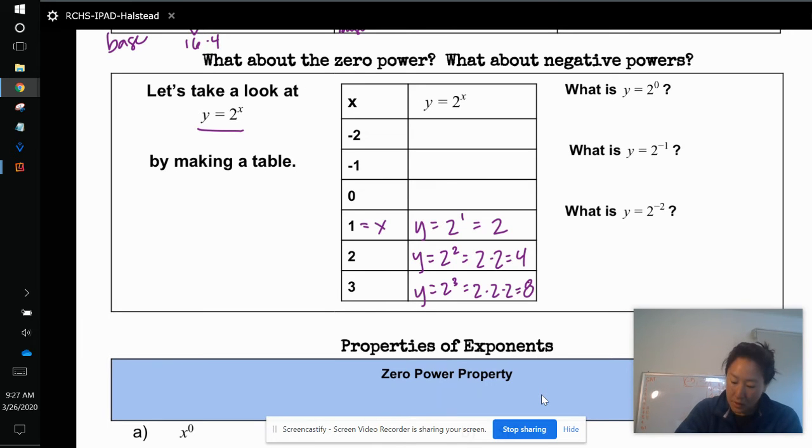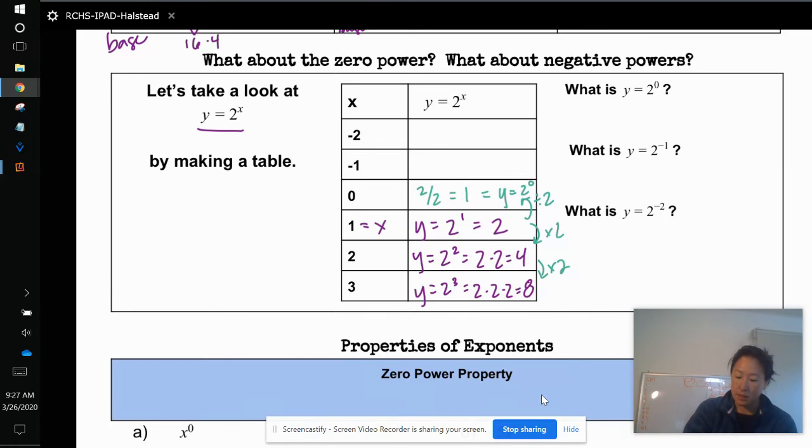So the pattern here is, how do I get from 2 to 4? Well, I'm multiplying by 2. 4 to 8, I'm multiplying by 2. So if I reverse the pattern, instead of multiply, the inverse would be divide. So I'm going to divide by 2. So 2 divided by 2 would give me 1. So y is equal to 2 to the 0 is 1, because that's what fits in the pattern there.